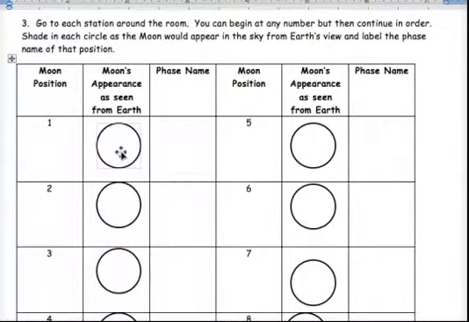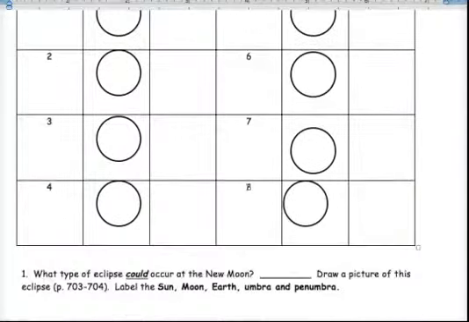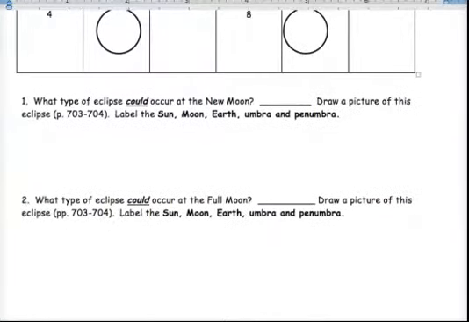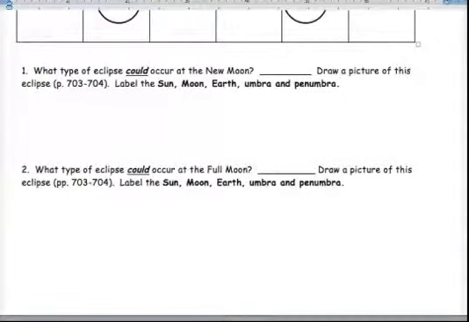So after you color these in and after you label which phase it is, there's a couple questions at the bottom, and again, if you have the accelerated copy or the advanced copy, I think there's 3 questions instead of 2. But for number 1 and 2 at the bottom, it says, what type of eclipse could occur at the new moon? So you answer that right in this space here. Draw a picture of this eclipse, and you can use the pages in the book, or you can use your notes to help you. And it says, label the sun, moon, earth, the umbra, and the penumbra.